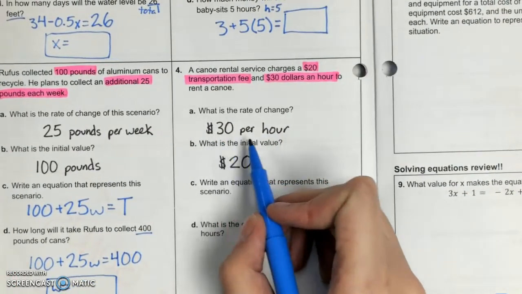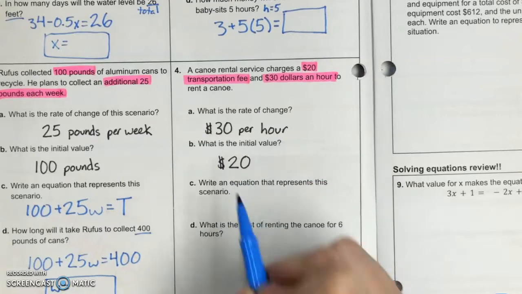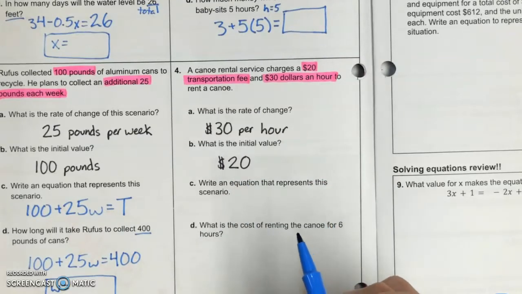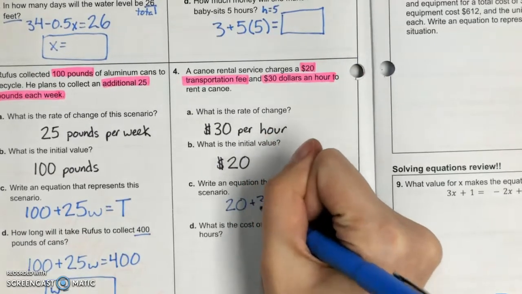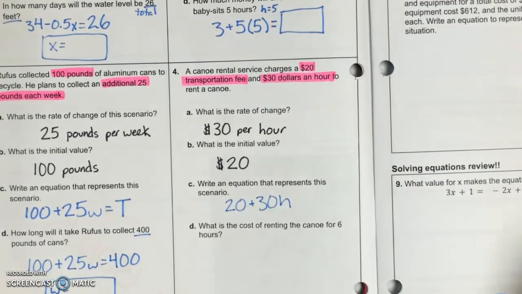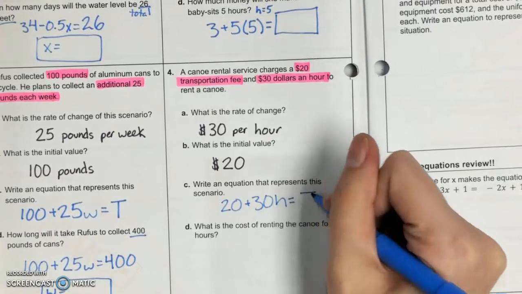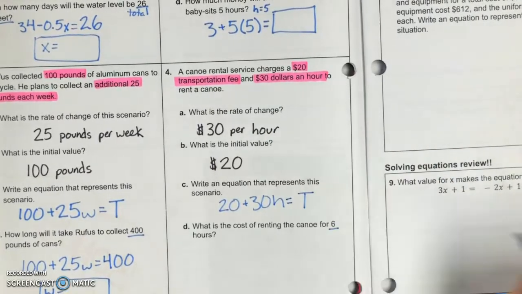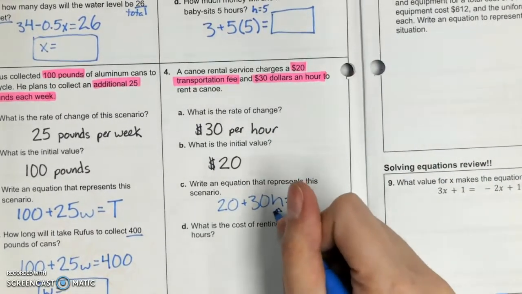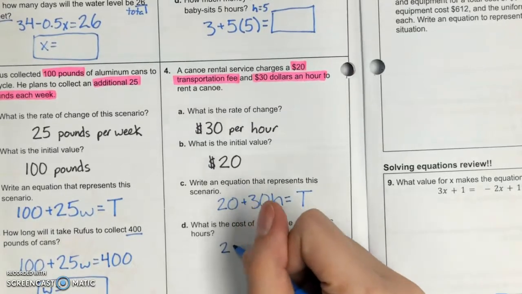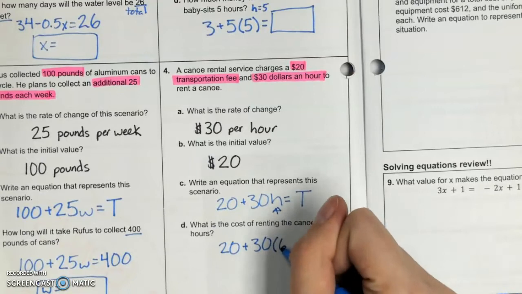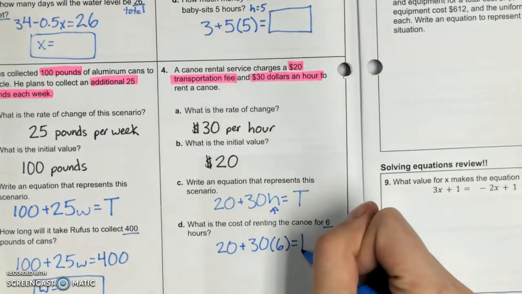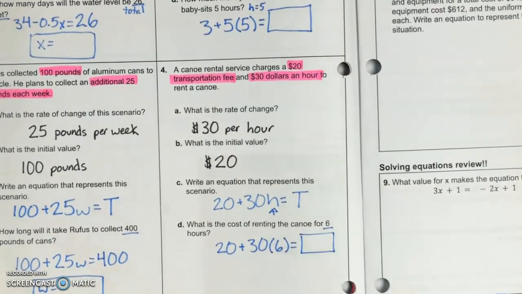Here we have $30 per hour and $20 for our initial value. Again, it's 20 plus 30 per hour equals our total. And 6 hours is going to go for H. So it's 20 plus 30 times 6 equals our answer.